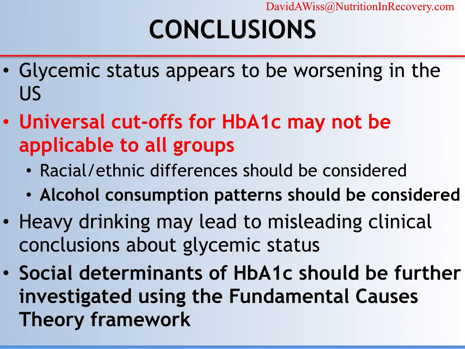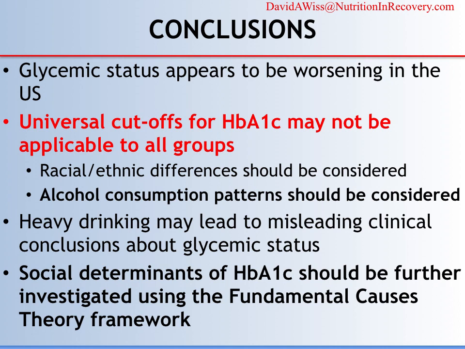So, in conclusion, glycemic status appears to be worsening in the US. Having universal cutoffs for hemoglobin A1c may not be applicable to all groups. Racial and ethnic differences should be considered. Alcohol consumption patterns should be considered. Heavy drinking can lead to a misleading clinical conclusion about glycemic status.